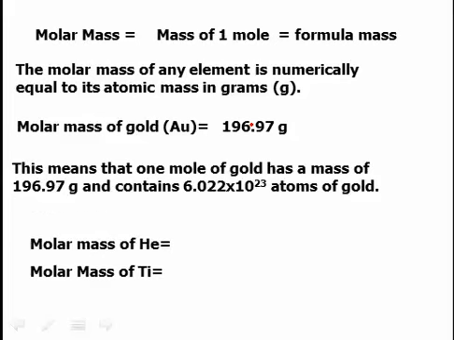So let's look up helium, and let's look up titanium, it's not tantalum. So helium is 4.00 grams. Titanium is 47.88 grams, and you get that directly from your periodic table.